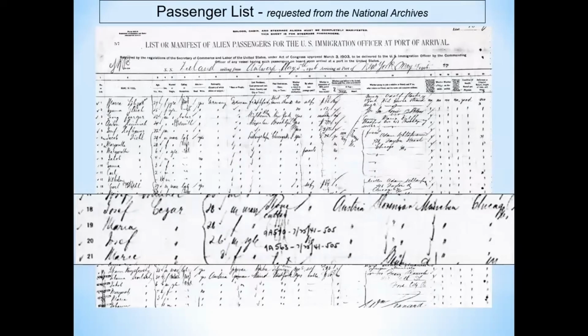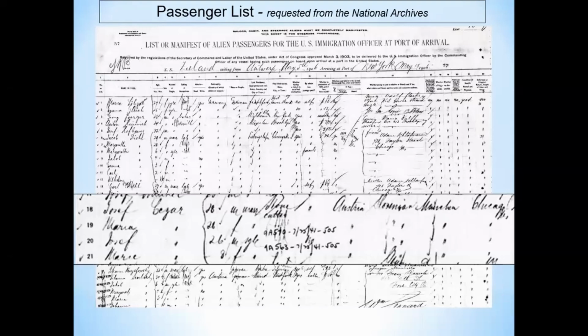So here is a copy of the passenger list for this family. And I blew up some of the pertinent information there in the middle of the screen. And this was remarkably easy for us to find, basically. Like I said, we just wrote to the National Archives. We told them their names and their ages and what country they came from, and that we thought that they came around 1905, 1906, and they sent it back to us.